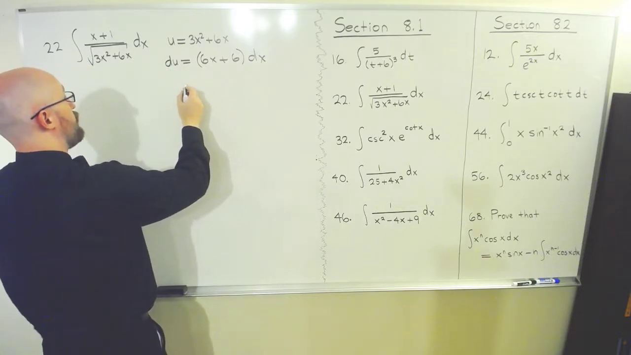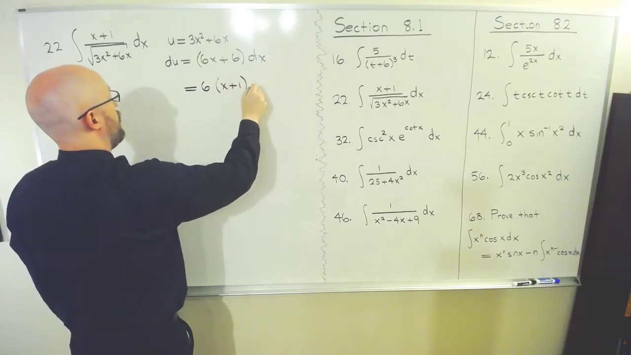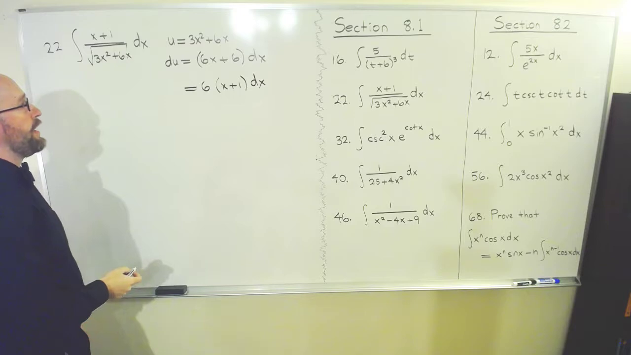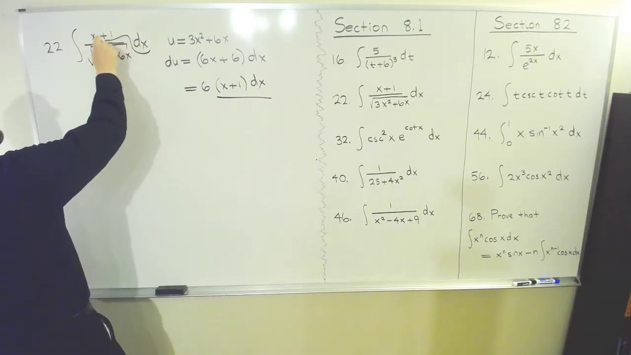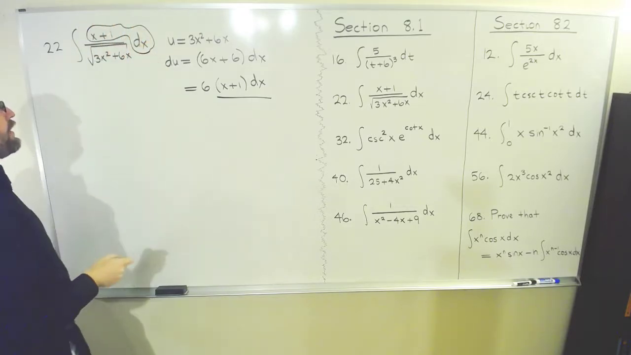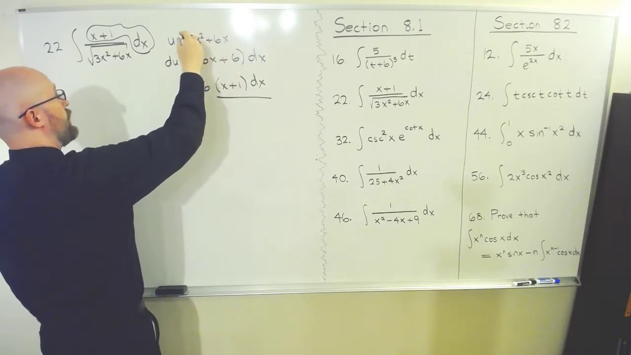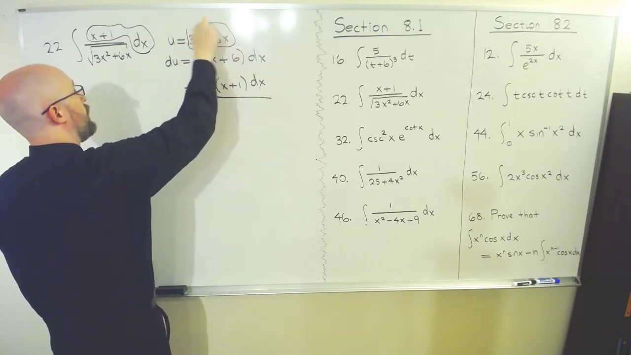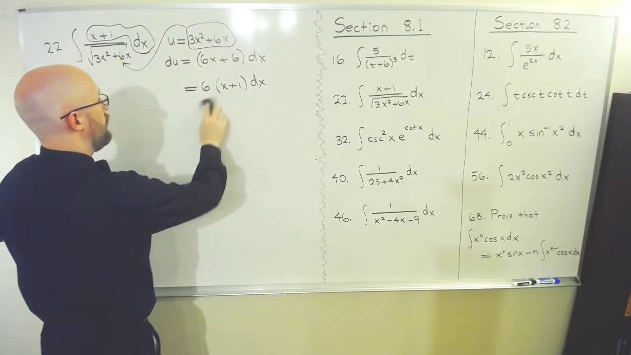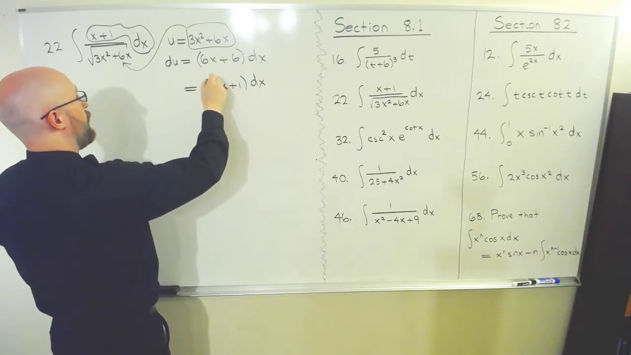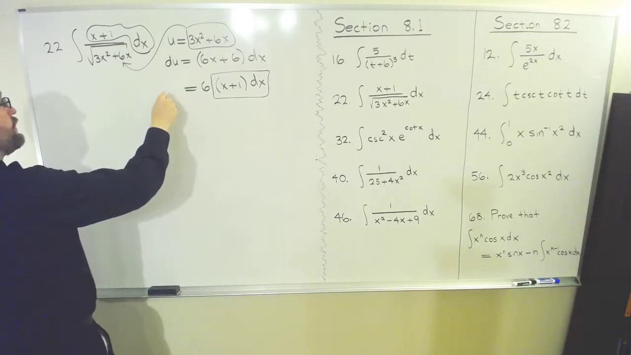What I'm going to do here is write another step where I factor out the 6, and then I'm going to have an x plus 1 dx. The reason I'm doing that is because this x plus 1 dx is what I actually have inside the integral. That's what I want to substitute for. Now I can substitute for this part under the radical, and then this part here, I can put in there in terms of du.